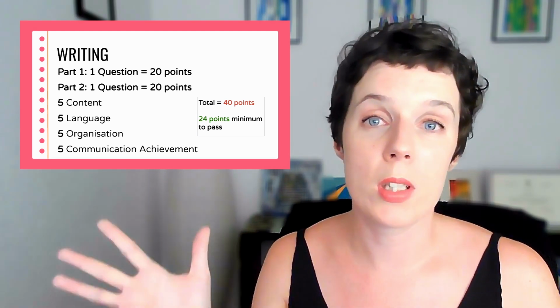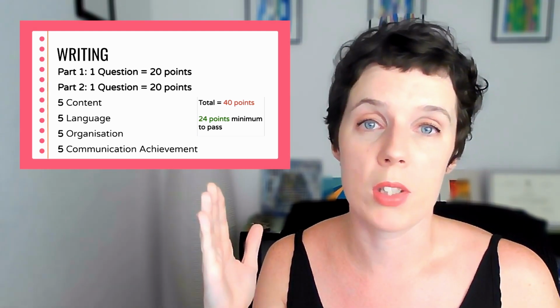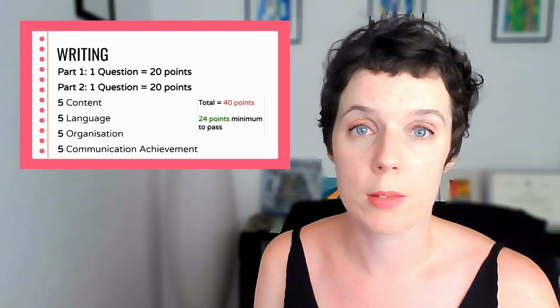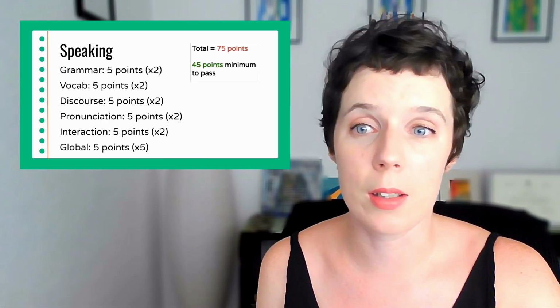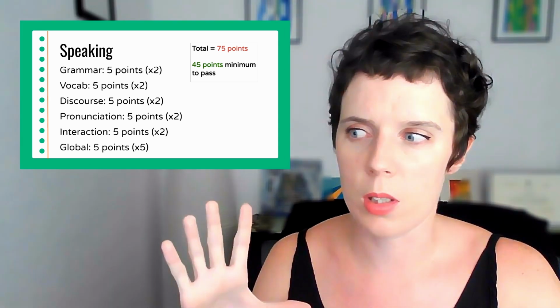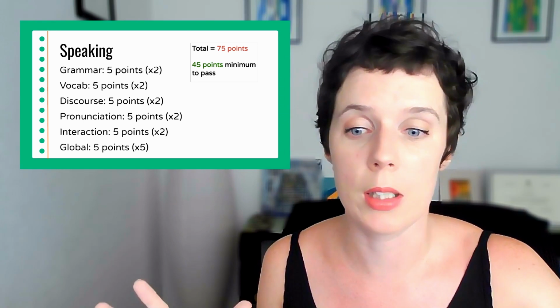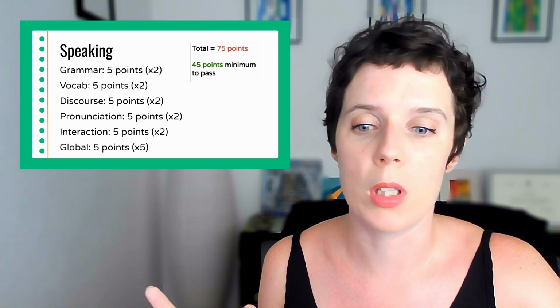All right, so 20 points for each of your writing tasks, which makes it 40 points. You need to get 24 points minimum to pass. And lastly, your speaking. Your speaking is marked completely differently to all of the other parts of the exam. Okay, let's take a look at how your speaking is marked.